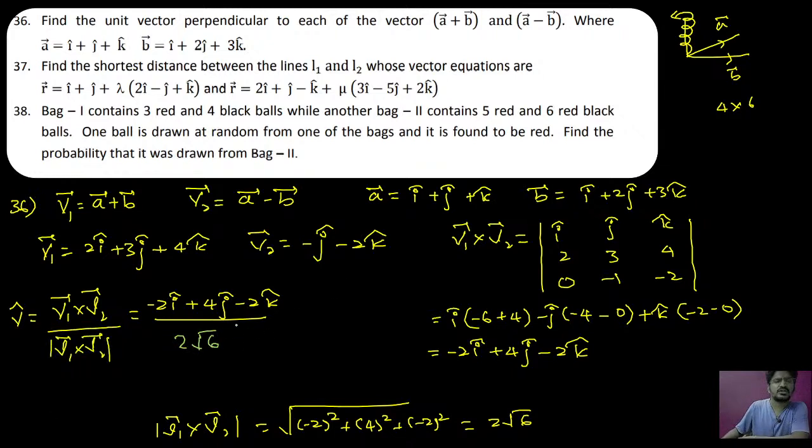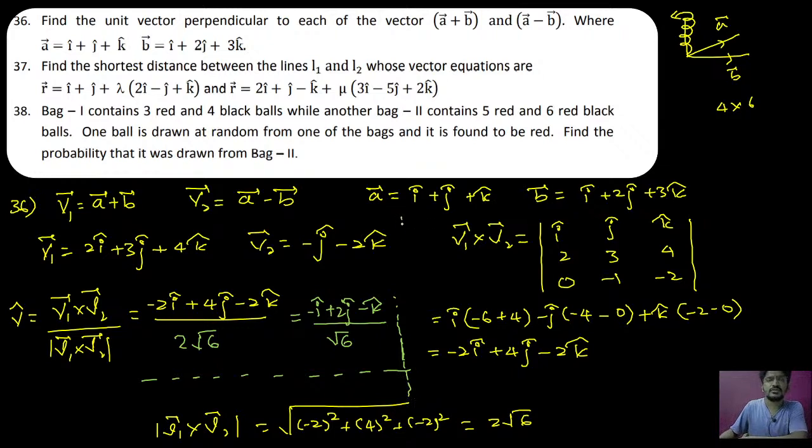Now you can take 2 common and cancel it. It will be minus i cap plus 2j cap minus k cap divided by root 6. This is your answer. Okay. Clear? Is it clear to everyone? Please quickly tell me.